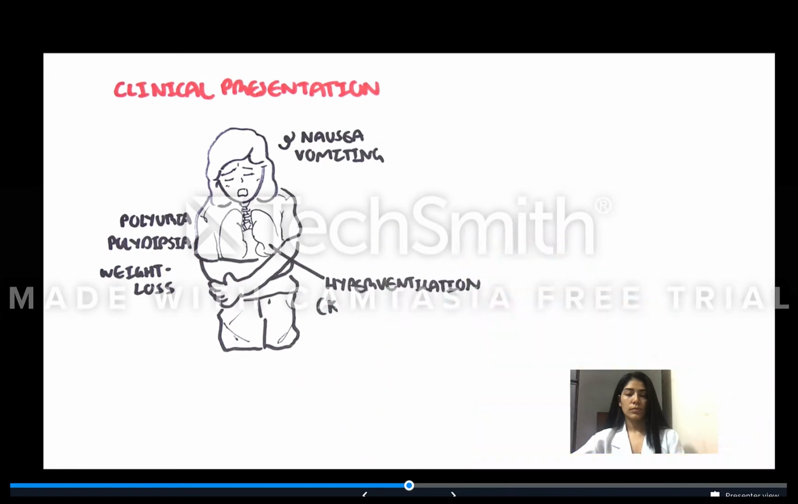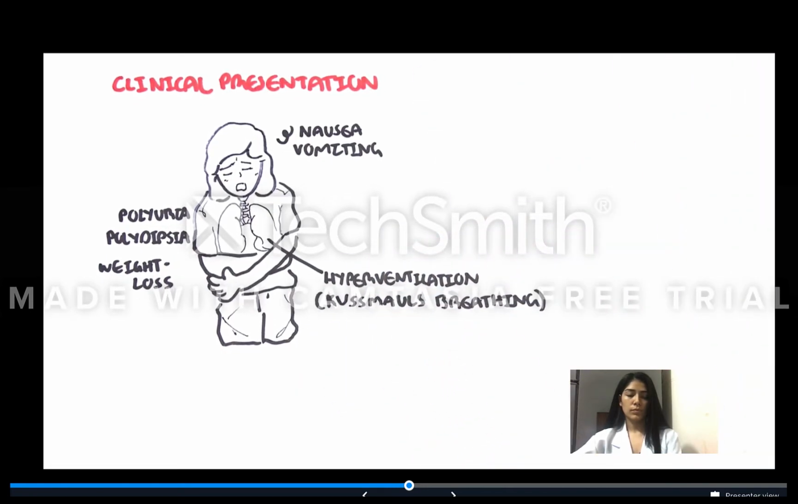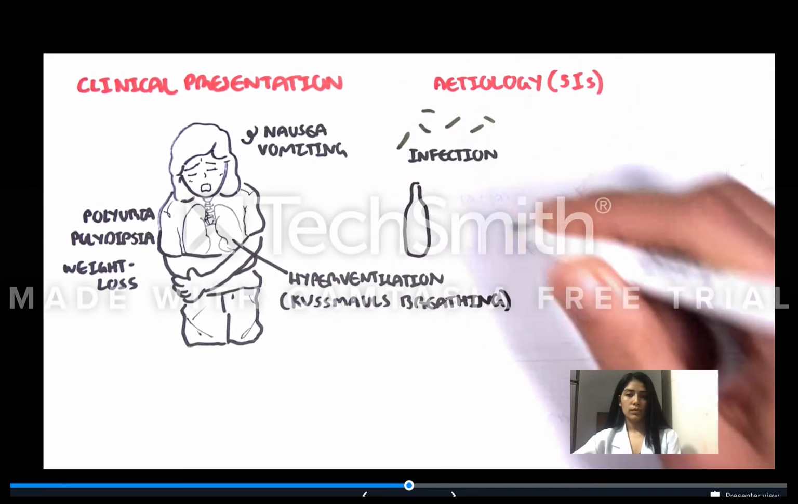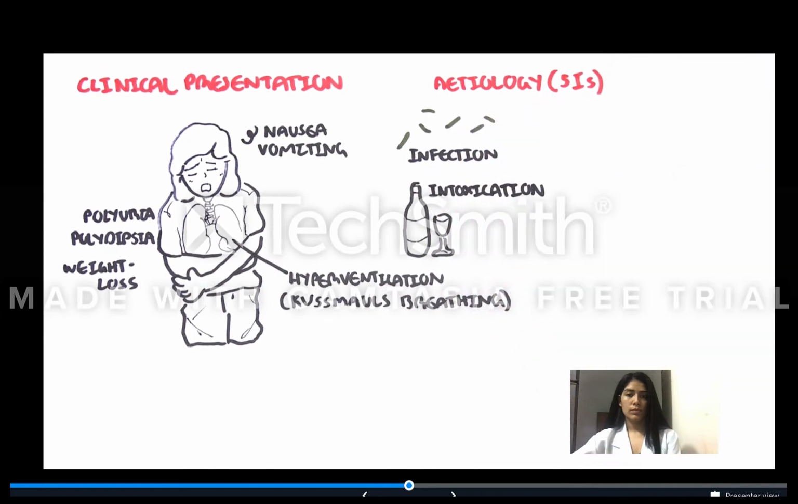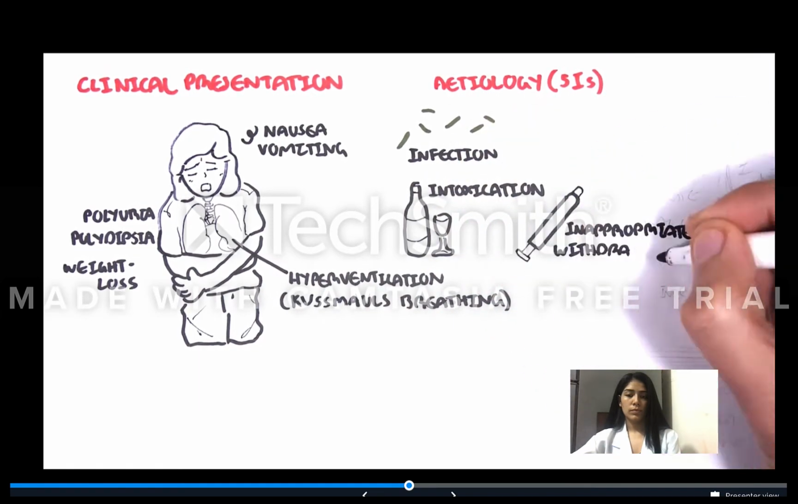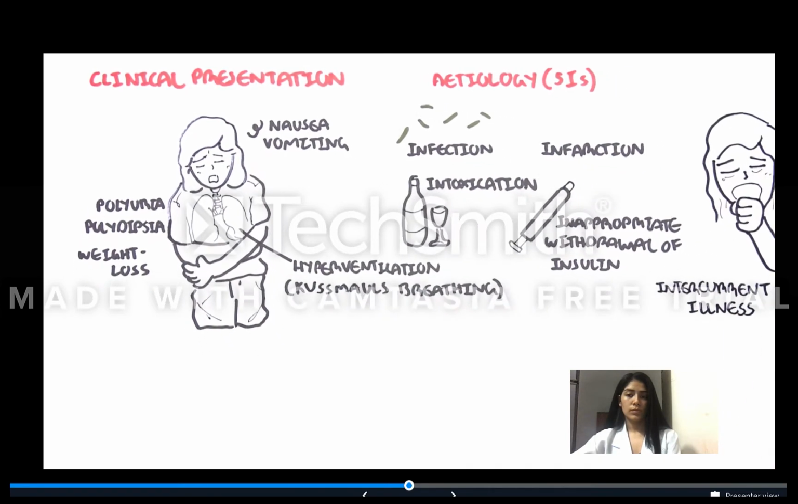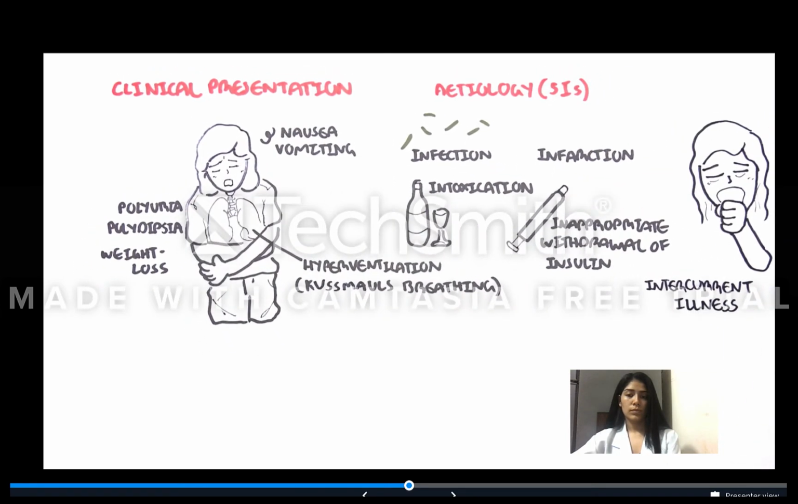Now, diabetic ketoacidosis doesn't occur out of the blue. There are usually some triggers. And these triggers, these etiologies, can be remembered as the 5 I's. The 5 I's are infection, intoxication, inappropriate withdrawal of insulin, infarction, and intercurrent illness. And these 5 triggers cause what we know as diabetic ketoacidosis.